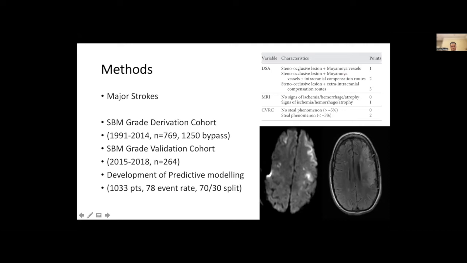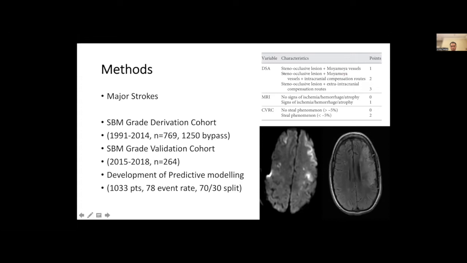There is background to this work, which is the Berlin Moyamoya grading system that was proposed by Professor Czabanka in Berlin, must be about 8 years ago. Essentially the idea behind it is to correlate with the patient's symptomatology.